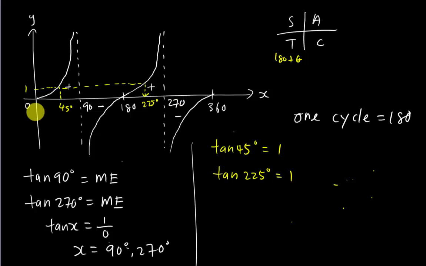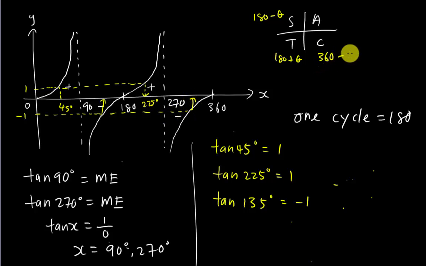Alright. And then for tangent of -1, which is something to do with 45 also, over here, this is second quadrant, right? Second quadrant is 180 minus angle. So which is 180 minus 45 is 135. You'll get -1. And the last one is the fourth quadrant. The fourth quadrant is 360 minus angle, isn't it? So it will be tangent 360 minus 45 is 315. So you get -1 also.